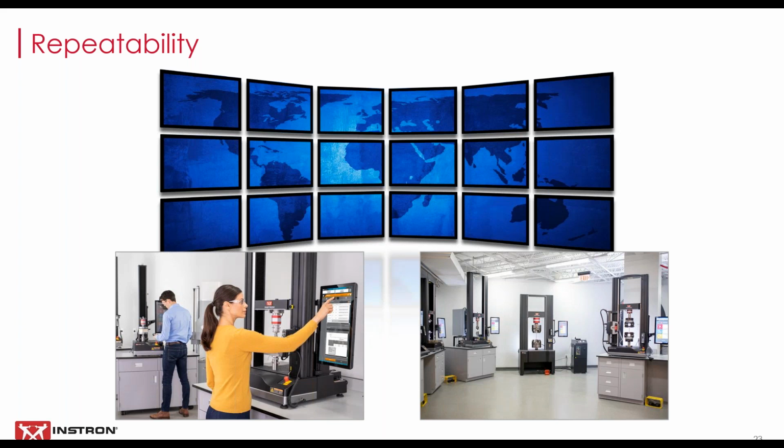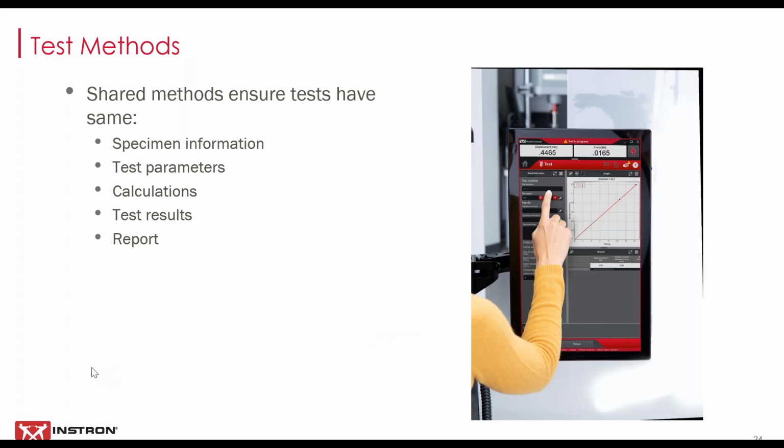So it's helpful when there's features that can be used to minimize the differences from system to system when it's possible. One way to do this is to share test methods among frames. The ability to share test methods between different frames and different labs around the world is a great way to ensure that the tests are being run with the same parameters.